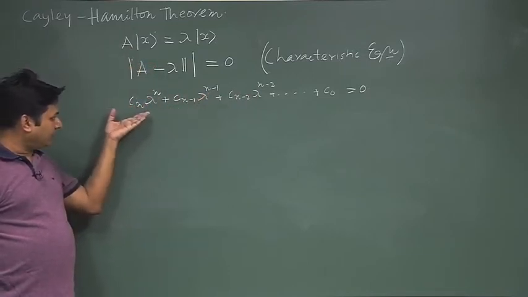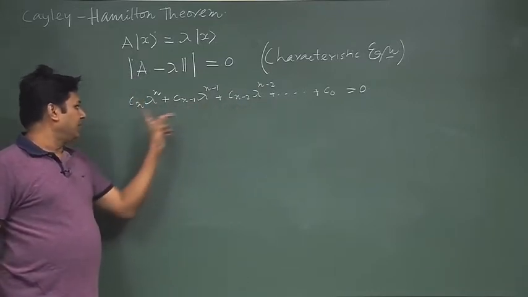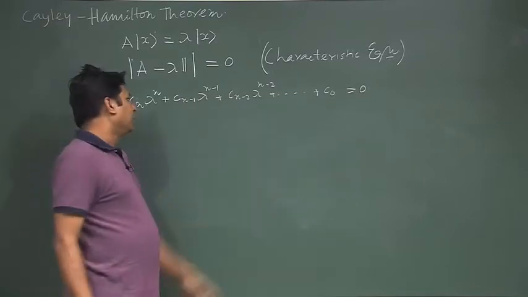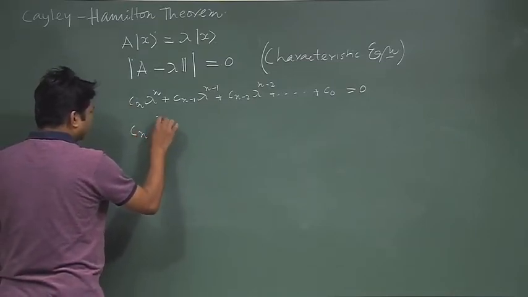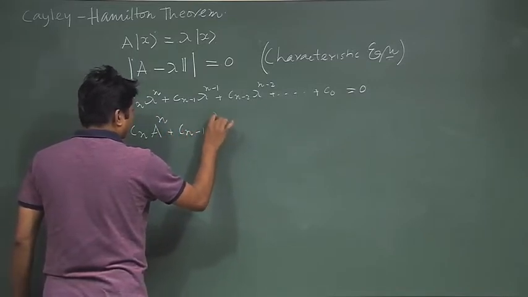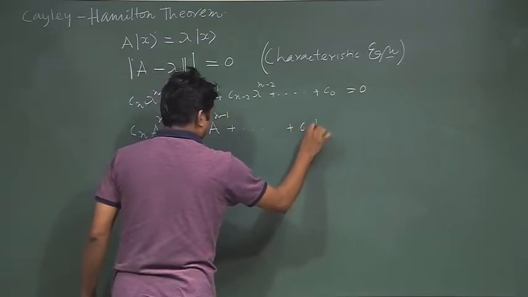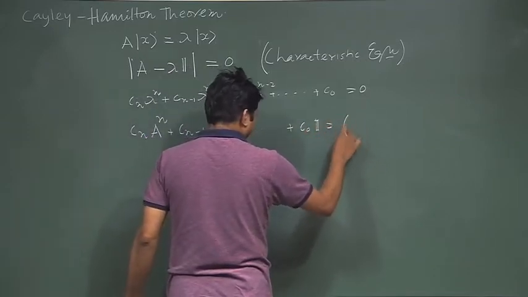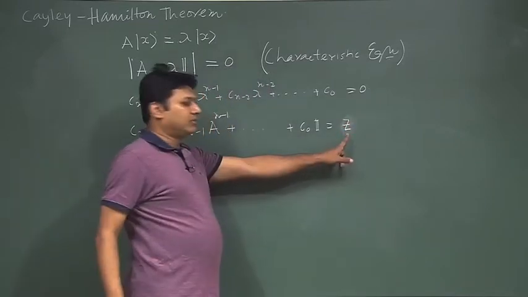By the way, this polynomial can be represented as, if I divide the entire thing by c n, then I will have lambda to the power n, then some coefficient times lambda to the power n minus 1 and so on. But the thing is that this same equation will be satisfied by the matrix itself. This 0 should be represented by the null matrix. So I write it as Z. Here note that Z is a null matrix.